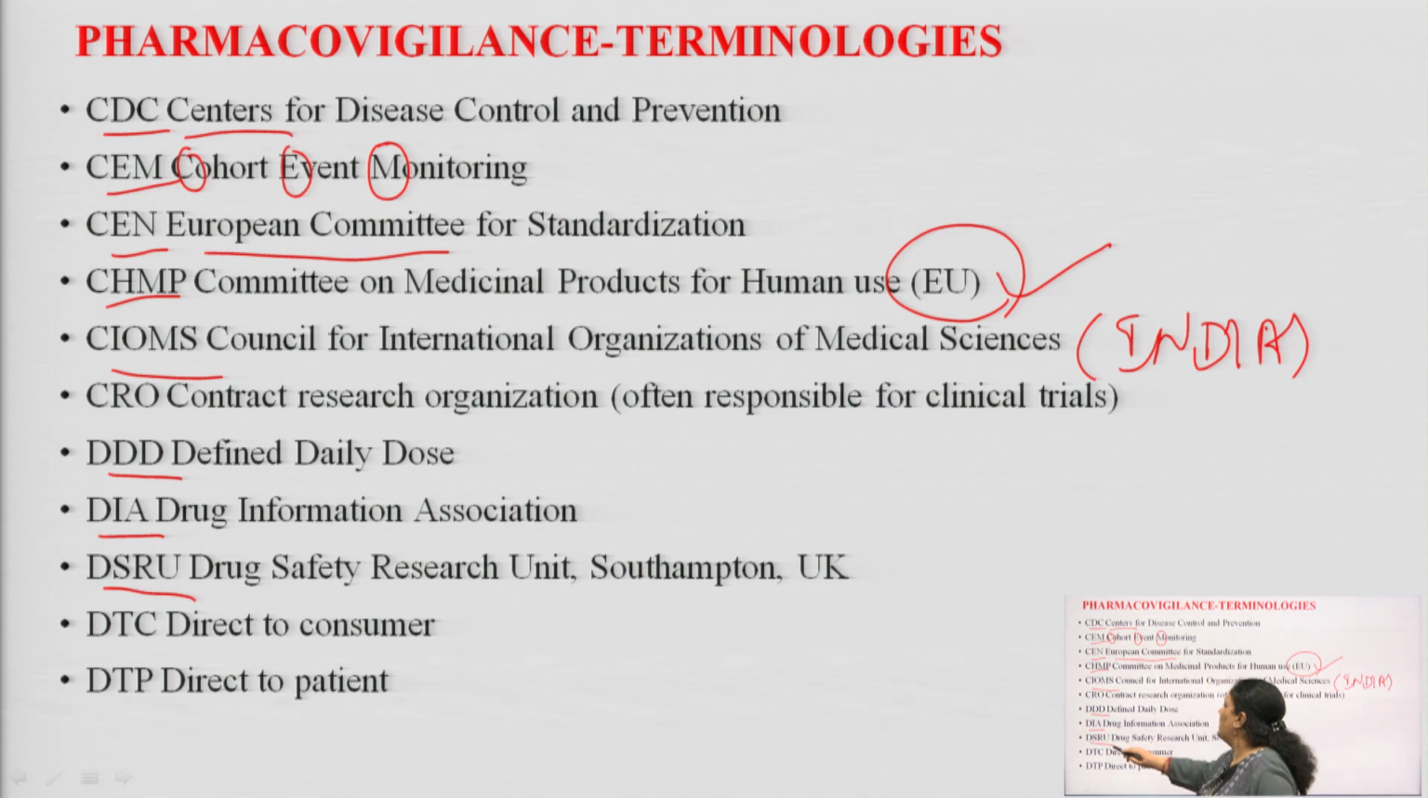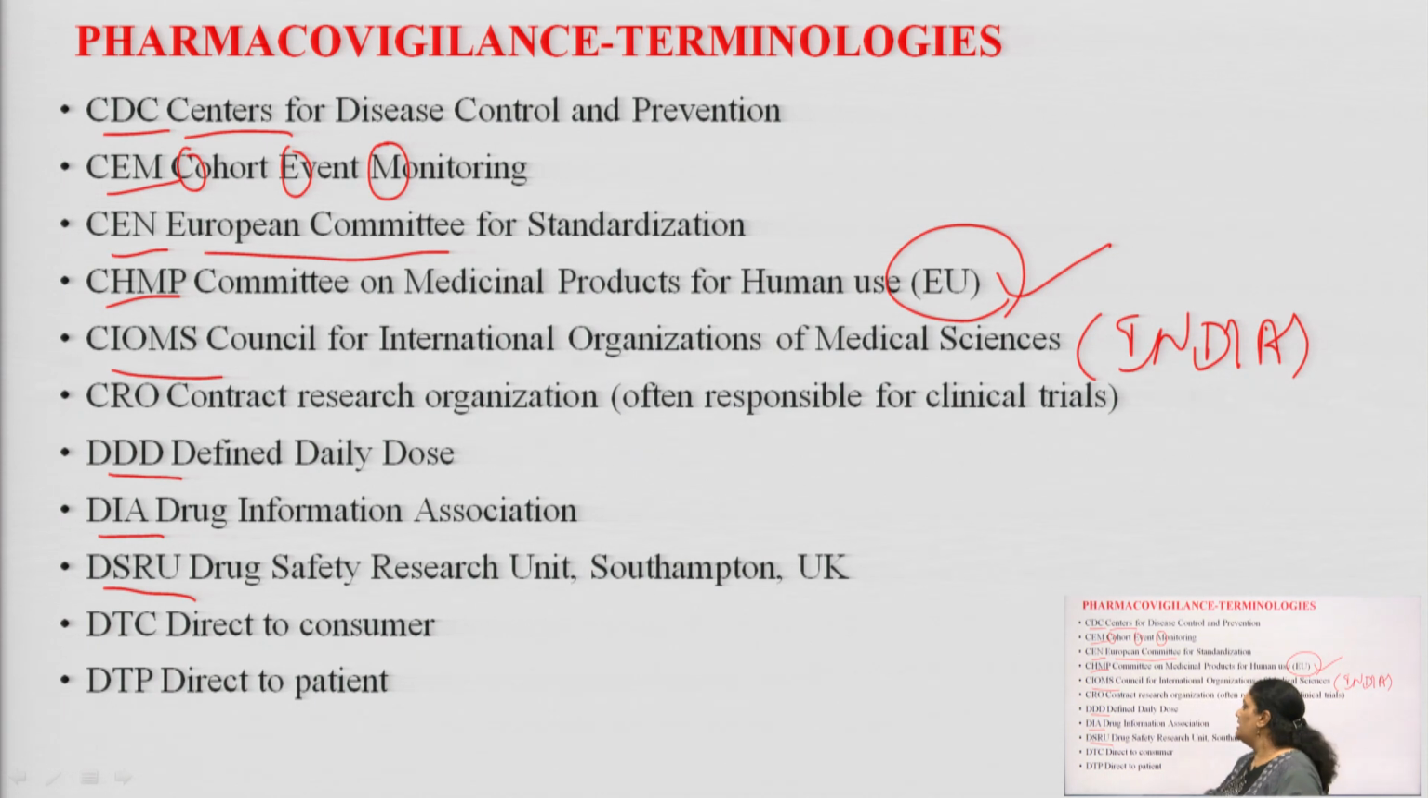Next, DSRU is the Drug Safety Research Unit. It is of the United Kingdom, Southampton. Okay, the city Southampton gives this DSRU, that is Drug Safety Research Unit. Next is DTC, which is Direct to Consumer. DTC means the facilities or the medicament or the medical devices or some biologic products, or blood related products, like complete blood cell counts, packed cell volumes or different blood group packets, which are directly available to the needy or the consumers.